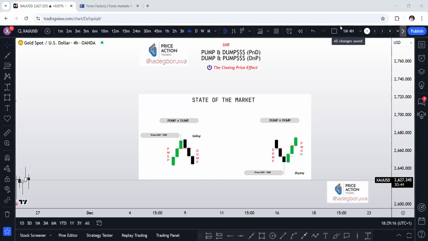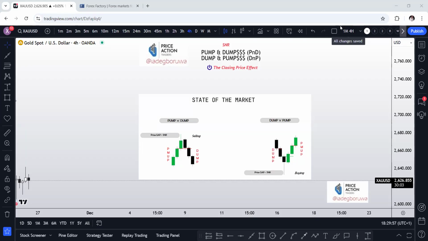This is another redefined version of SNR, the dump and pump pattern. Just two patterns you needed to know. You needed to integrate it, and you can integrate it in your trading plan. You can do it on a standalone trading plan of SNR.